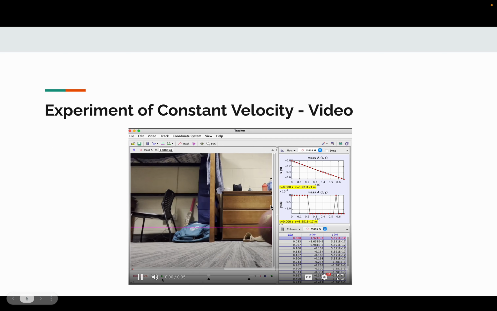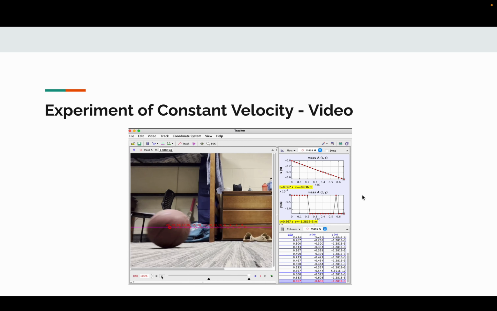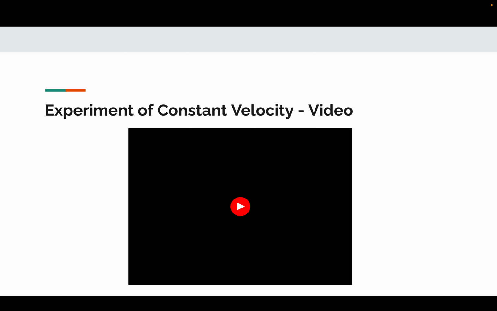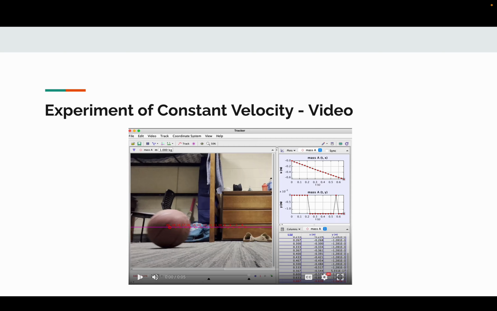This is the Tracker video. The graph shows the position time graph for the basketball motion. Since the basketball is moving from the right to left, the y-axis is negative, resulting in a negative slope graph.